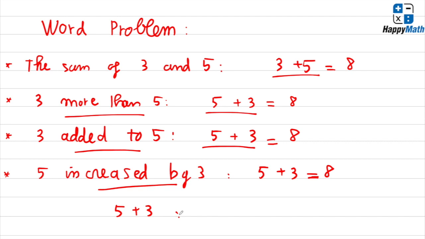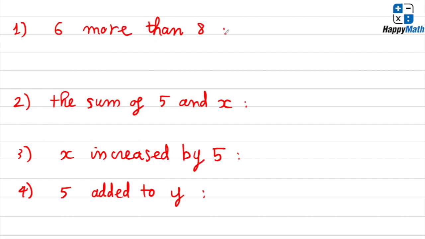Okay, so you can try another exercise like this. 6 more than 8, what does that mean? What expression can you use to present 6 more than 8? The main number here is 8 and you have another number, 6, that is more than 8. So how much more than 8? 6. So 8 plus 6. That number is 14, because 14 is 6 more than 8. Okay, the sum of 5 and 8. The sum of 5 and 8 means 5 plus 8. That's all.